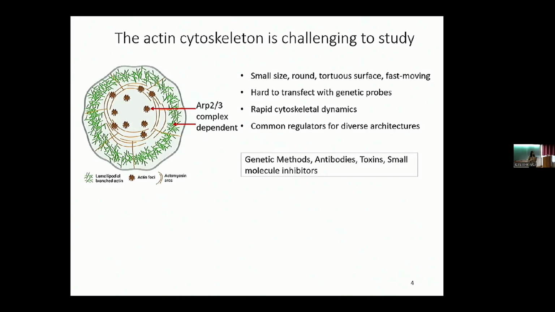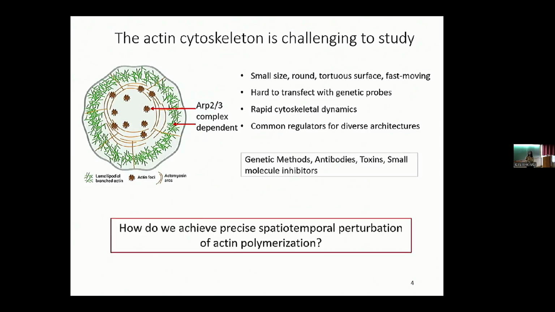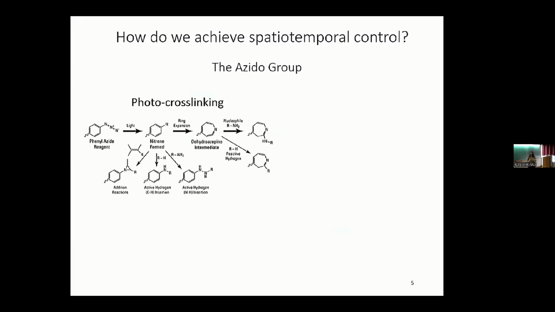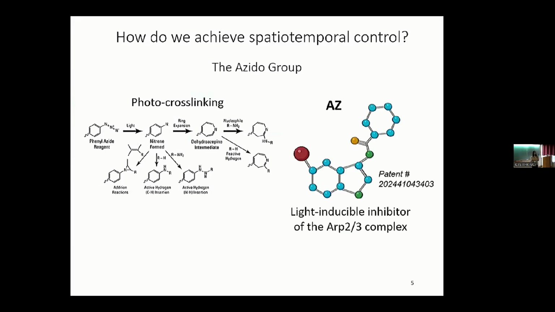So how do we move beyond this technical limitation so that we can establish a clearer structure-function relationship between different actin architectures and their functions? And how do we achieve the precise spatiotemporal resolution required to perturb actin polymerization in this way? So we thought we could use light because we can control where and when light falls upon a sample. And the azido group actually is a very well-known chemical moiety that is covalently photocross-linkable. And using it, we designed and characterized our novel light-inducible inhibitor of the ARP2/3 complex, which we call AZ.